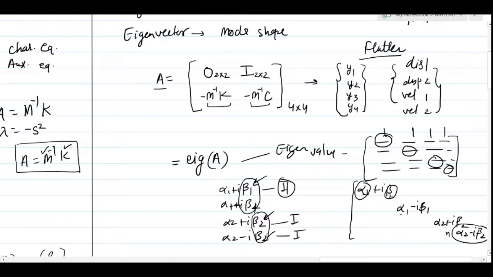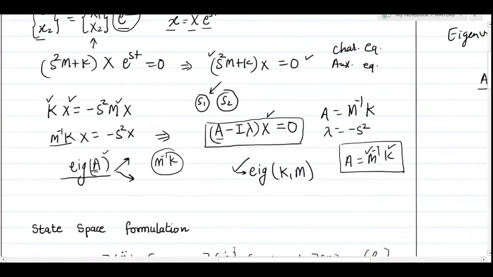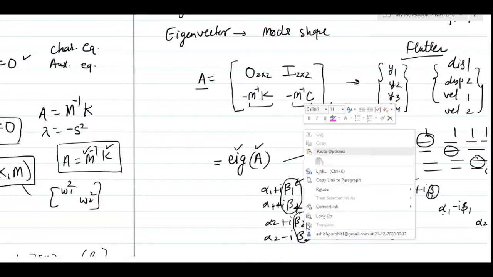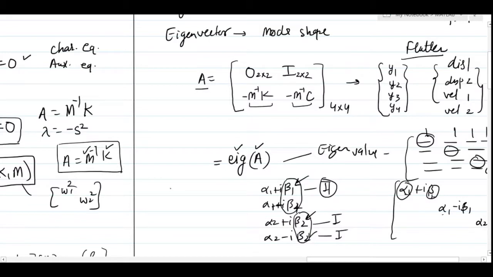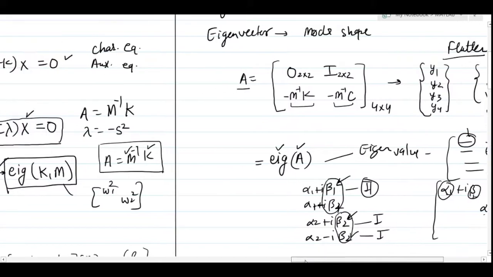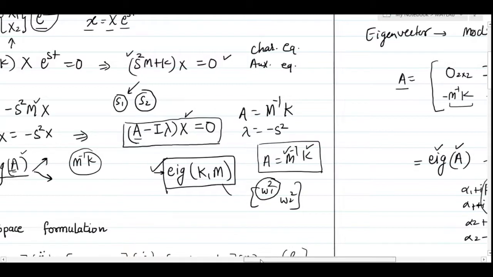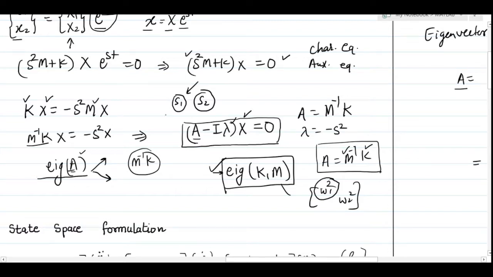However, if you see the previous case where you apply this with just K and M, the output will be your omega 1 square and omega 2 square. When you apply this EIG, the lowest value will be the first and the highest value will be the second. Second important thing, when you are making your eigenvalue problem, for the K and M case you are going to give the square of your natural frequency, because you can see here that lambda corresponds to s square.